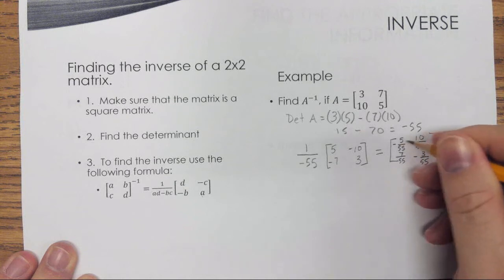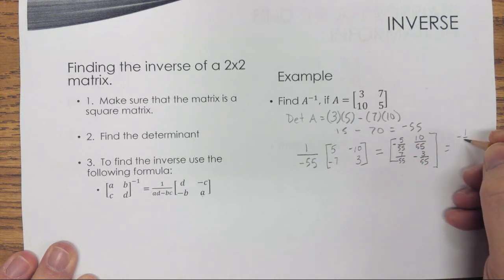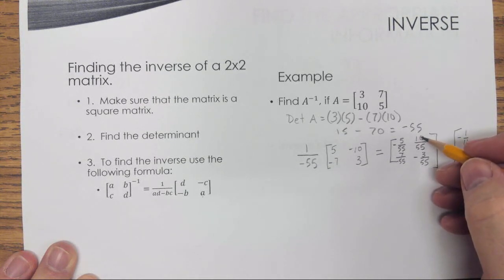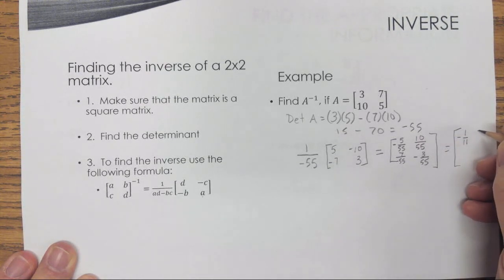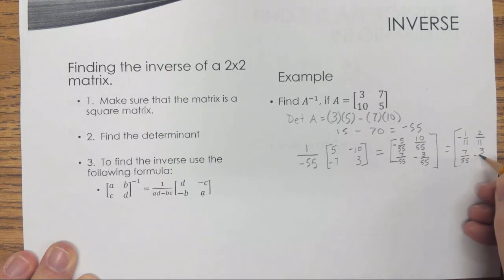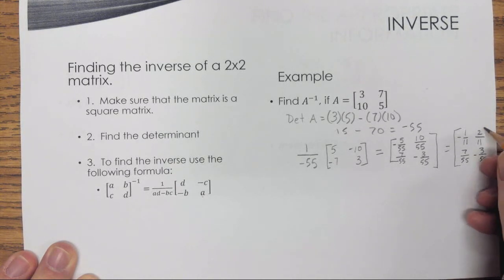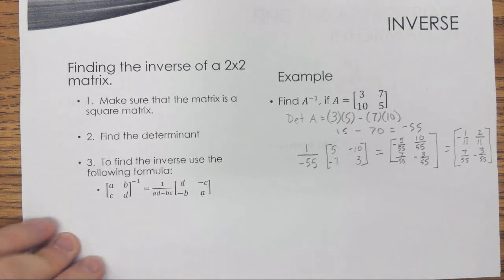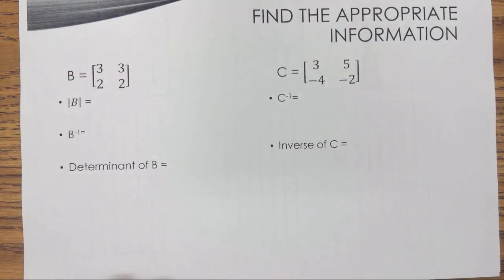Okay, simplify those. This is going to be negative 1 over 11. This is going to be, let's see, 5, that's 2 over 11, 2 over 11. This one's still 7 over 55. This one's still 3 over 55. There we go. There's our inverse. So A inverse is equal to this. Okay? That's how you find inverses. Now, let's do a couple more little examples here.